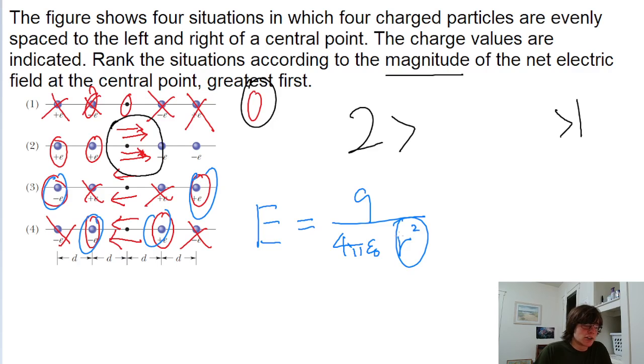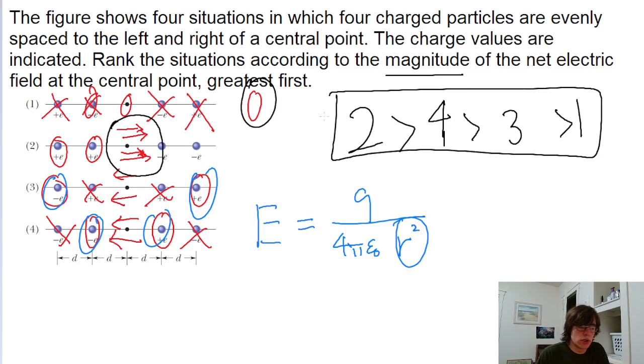So because the charges in subdiagram 4 are closer, their strength is actually going to be a bit higher than the charges in the third subdiagram, where the point charges are farther apart. So that means that the fourth subdiagram has a higher magnitude of the electric field than the third one. So our total ranking is 2 over 4 over 3 over 1. And that is our answer to this problem.